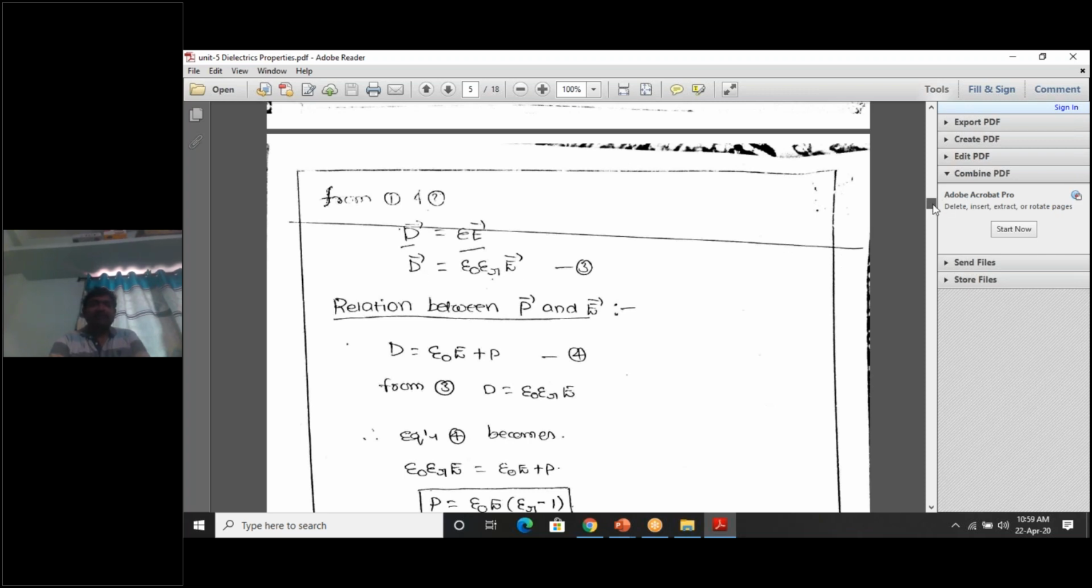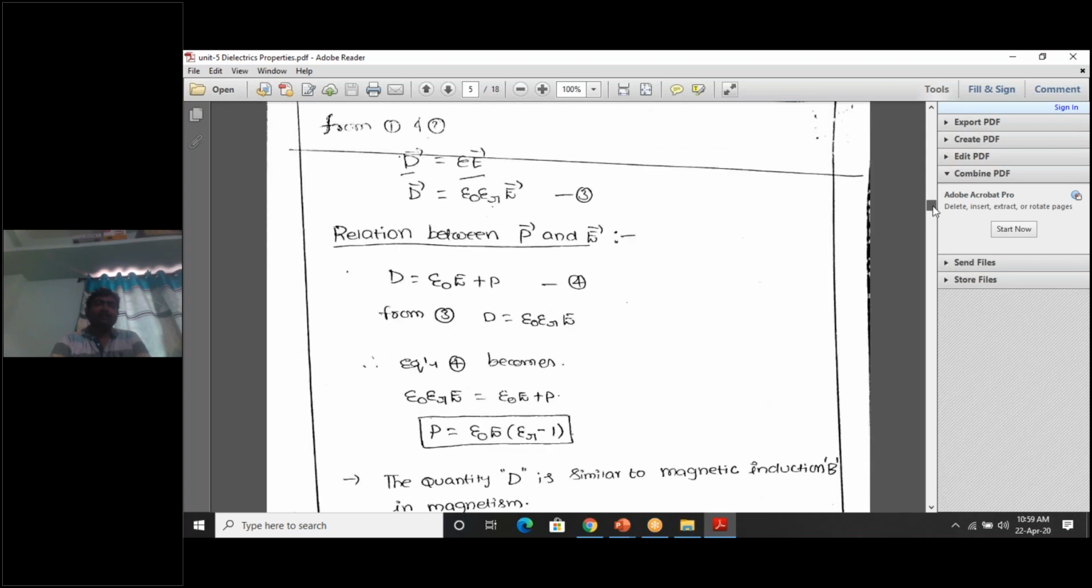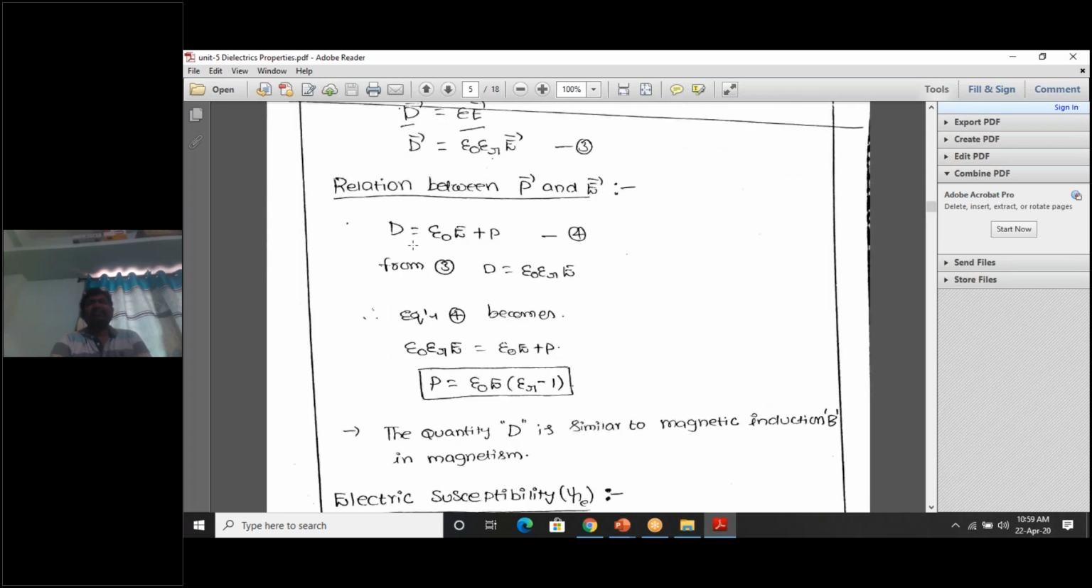Now let us see the relation between P bar and E bar. We already know in dielectrics, yes, it is not in our syllabus, but we can write D bar as epsilon naught E plus P. This is from intermediate dielectrics: when a dielectric slab is introduced between two plates of a capacitor, its capacitance increases. Further extension gives this particular relation. It's none of our business; we will use that definition, D is equal to epsilon naught E plus P.